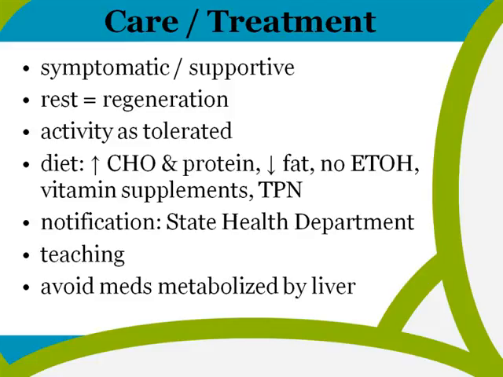Our diet is going to include increased carbs and protein. Protein is great for healing. We'd want to decrease fat because the liver is unable to produce fat-soluble vitamins, so we do want to decrease the fat intake in the diet. We also want to avoid alcohol. TPN may be required to help provide the patient with adequate nutrition. So we may have to give them all their nutrients through their vein.